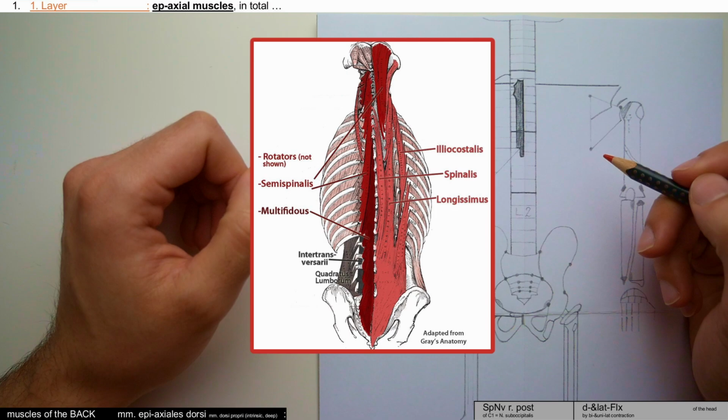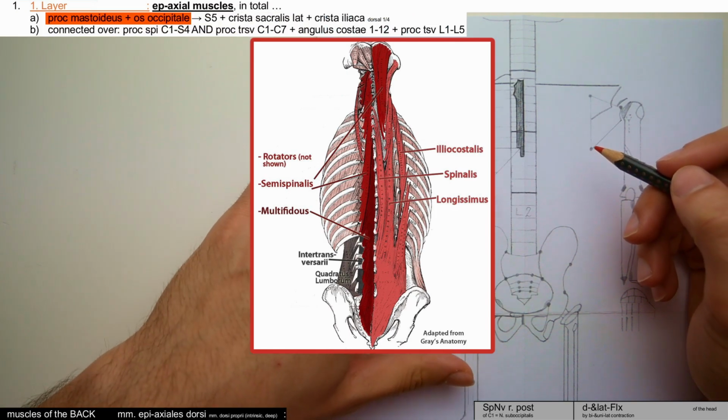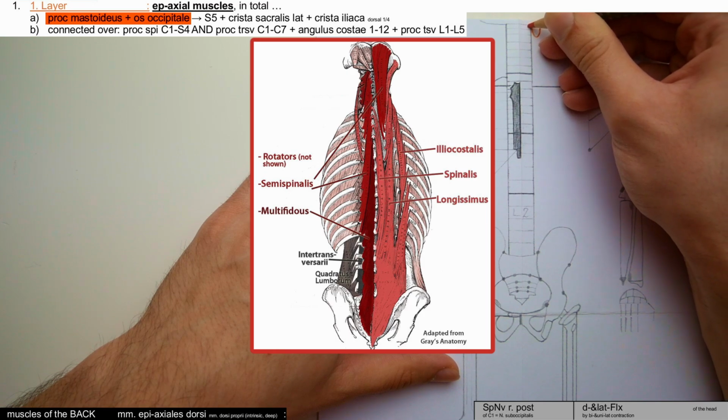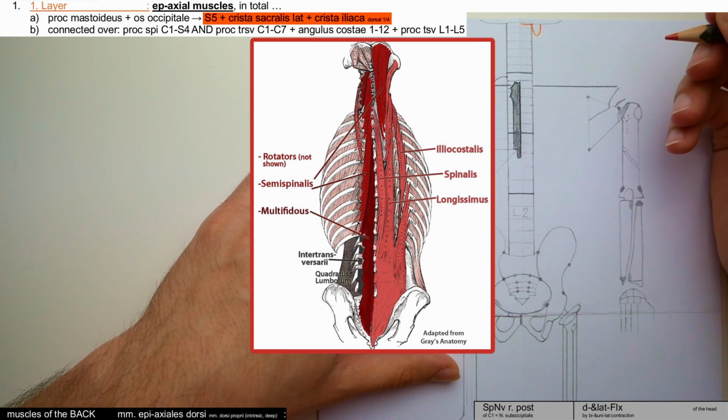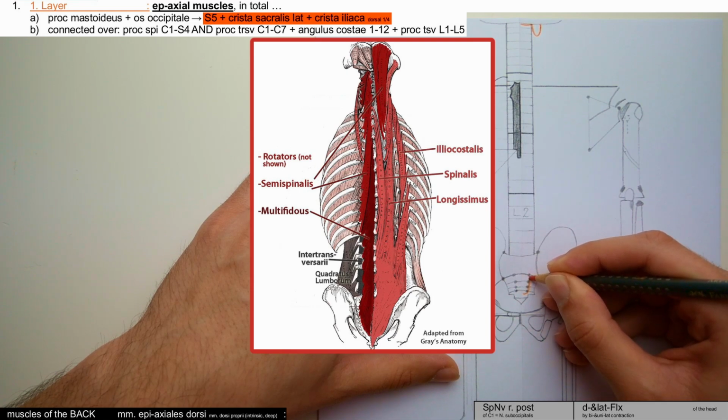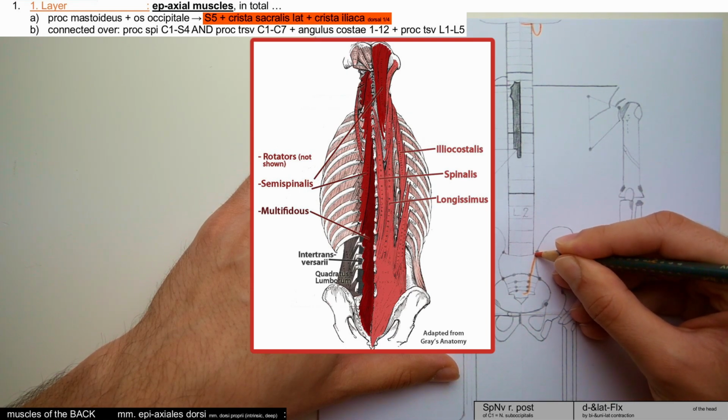I will talk about them in more detail later, but for now we can summarize their origins and insertions as follows. The epaxial muscles extend from the processus mastoideus and os occipitale to the 5th sacral vertebra, crista sacralis lateralis and crista iliaca.